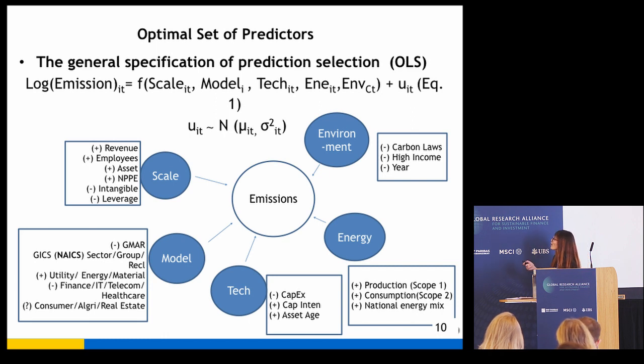We have a lot of candidates for our predictors. In terms of scale, normally people use revenue and number of employees. We also think that we should factor in growth, equipment, total assets, and leverage. So that is the scale of operation. In terms of business model, one of the very simple measures that we look at is the gross margin.